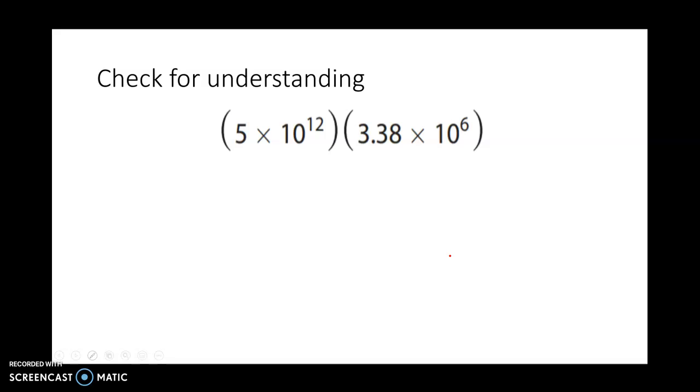Let's do another one. Again, we're going to first multiply the coefficients. So I have 5 times 3.38. Again, put this in the calculator. We got 16.9. You may have noticed that this is also not a number between 1 and 10, so we're going to have to move that, but let's wait till after.